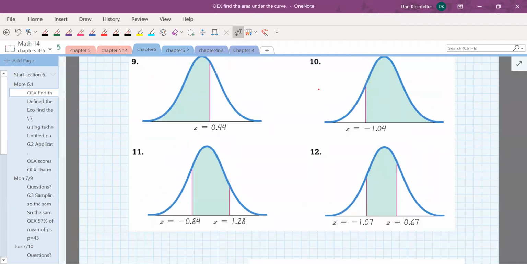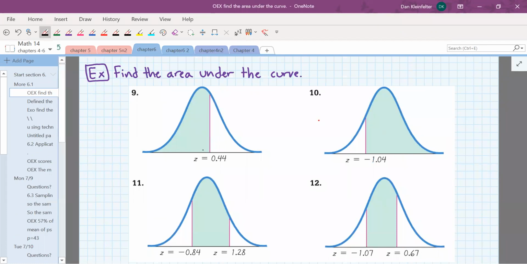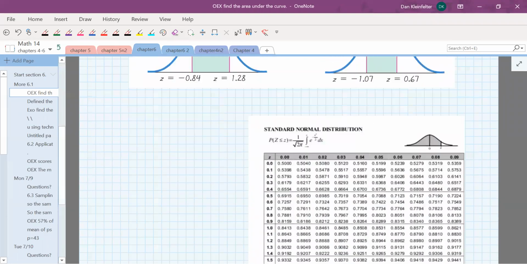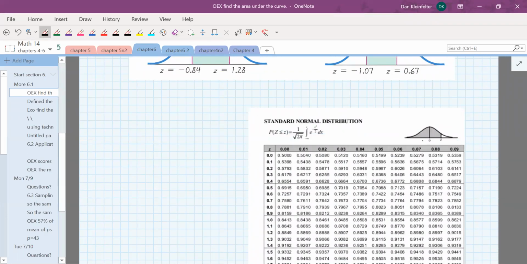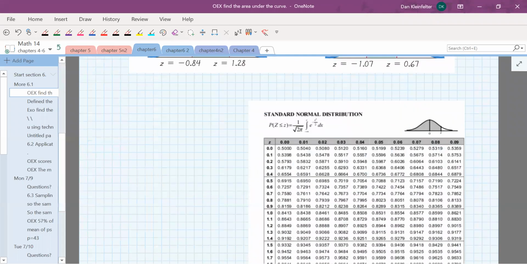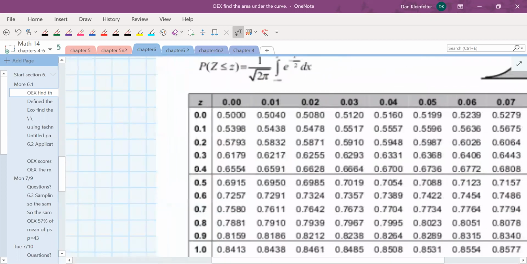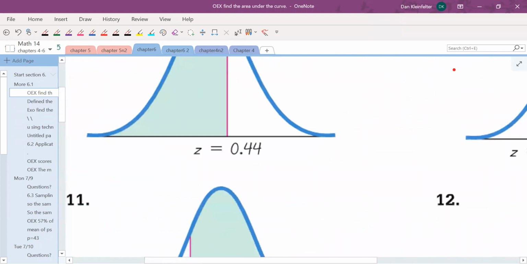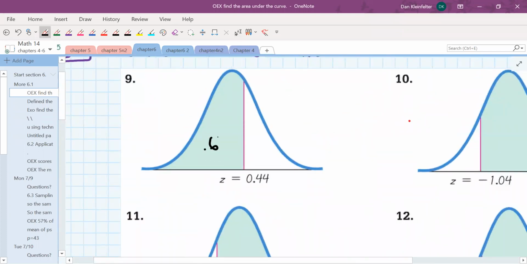So for this first one, we have a z of 0.44, and we want to find the area to its left. Our standard normal table tells us the area from negative infinity up to a particular z. So we have 0.44. The whole number is 0, the tenths place is 4, the hundredths place is also 4. So for 0.44, it will be 0.67.